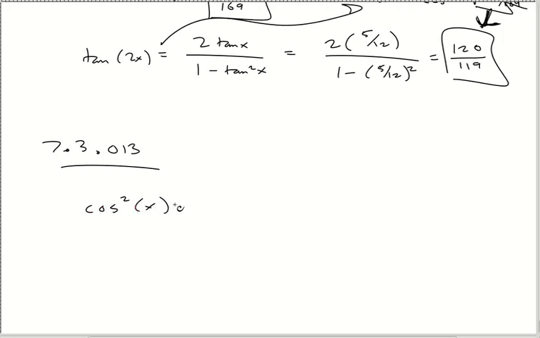I got cosine squared x times sine to the fourth power of x is equal to what? And we're supposed to simplify it. Now, I am confused for sure.